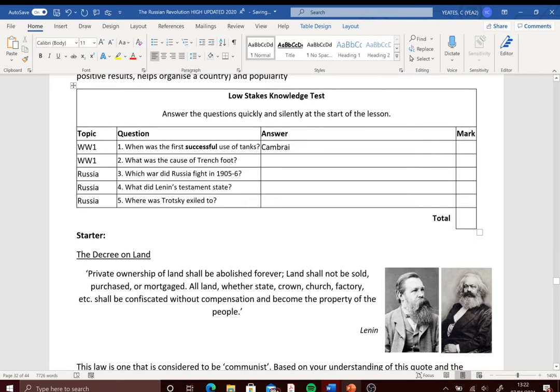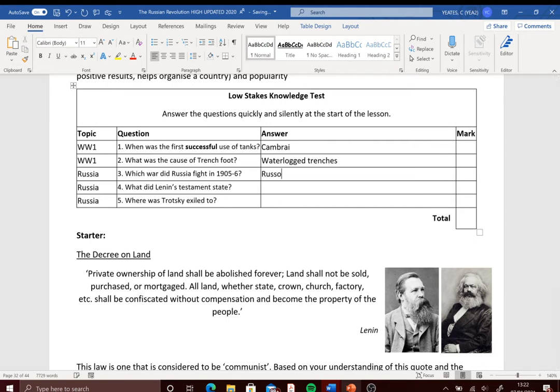Number 2, what was the cause of trench foot? That is, of course, waterlogged trenches. So soldiers would walk in them frequently, make them prone to infection, and they would swell, and they would be incredibly unpleasant. Which war did Russia fight in 1905 and 1906?